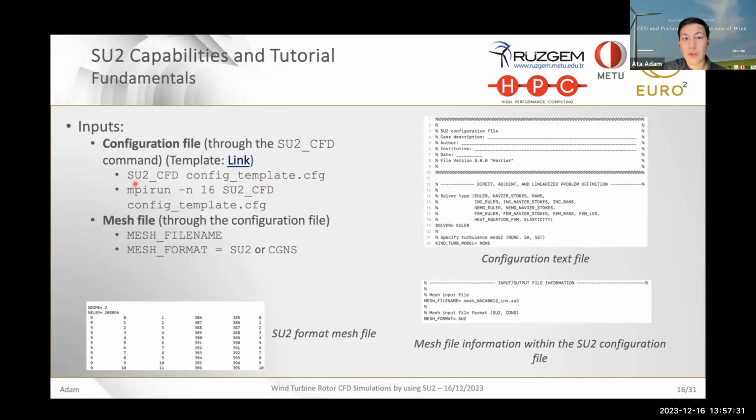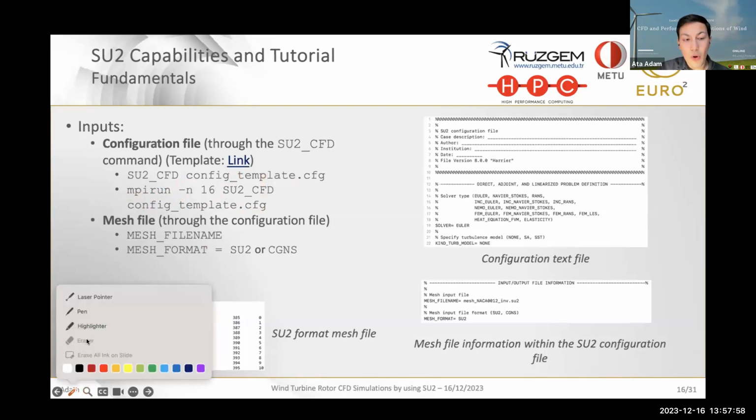So in your terminal, you just need to enter the executable SU2_CFD and the name of your configuration file. And if you want to do a parallel simulation in a cluster or on your own PC, you need to put mpirun, a specified number of cores, and again the executable and the name of the configuration file.